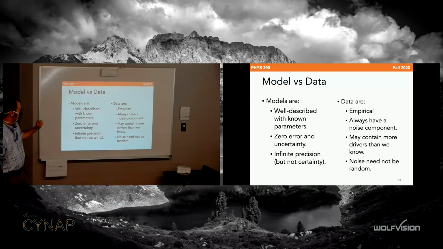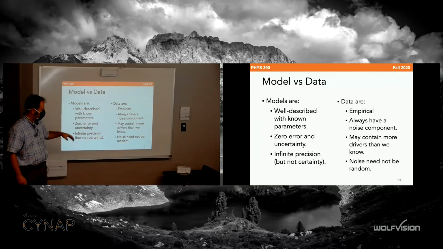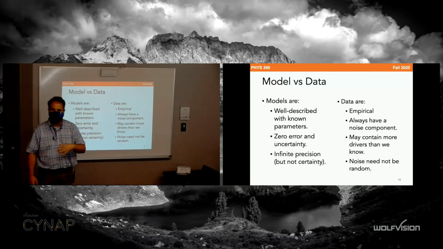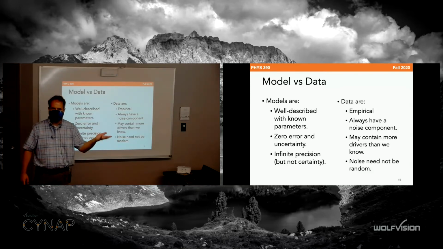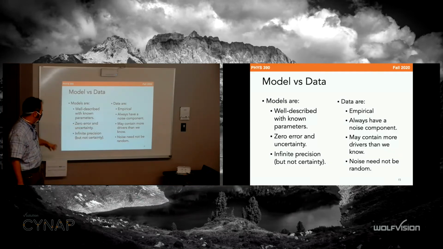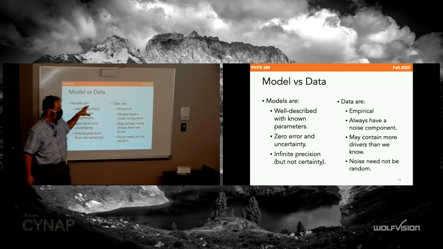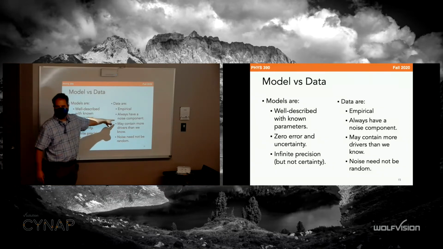Okay, so model versus data. Models are incredibly well described. You can literally say, like, A, B, and C go in. Those are my parameters. This is what they mean. 0 error and uncertainty. I can be as precise as I want. There's some modelers who really go overboard and go, like, here are the 9 significant digits that I can give you for my model. That's great, but my data is noisy as anything. So infinite precision is possible, but not really useful because you're comparing it to data which is inherently empirical, and always has a noise component.